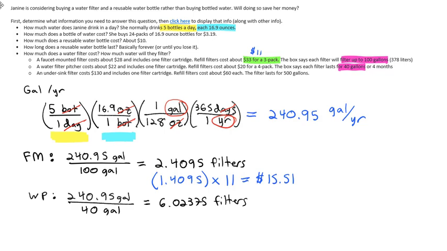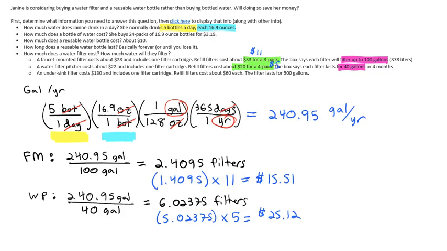But again, this comes with one filter already installed, so we actually only are going to buy 5.02375 filters, times the price for these filters. $20 for a 4-pack, 20 divided by 4, these are $5 each. So we'll multiply by the $5 to get the filters costing $25.12.